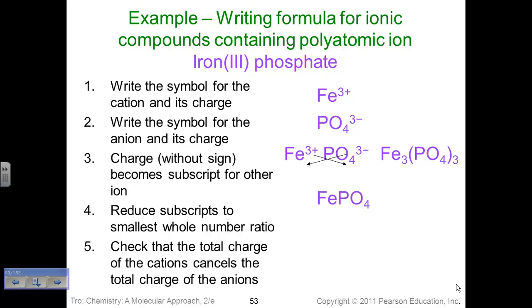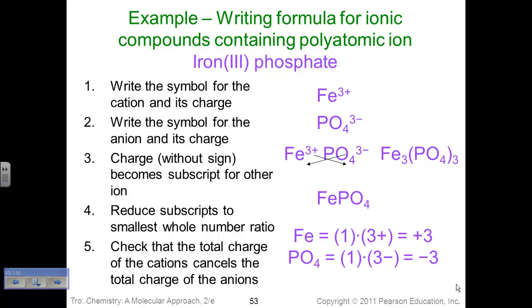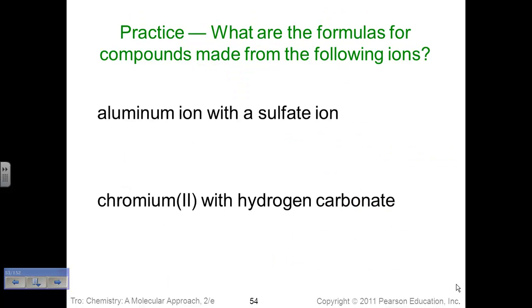FePO4 is iron 3 phosphate. A +3 and a -3 already balance to a net charge of 0. We do not need any subscripts to help that out. Iron 3 phosphate, FePO4. Write the positive ion first, write the negative ion last, and consider charges.